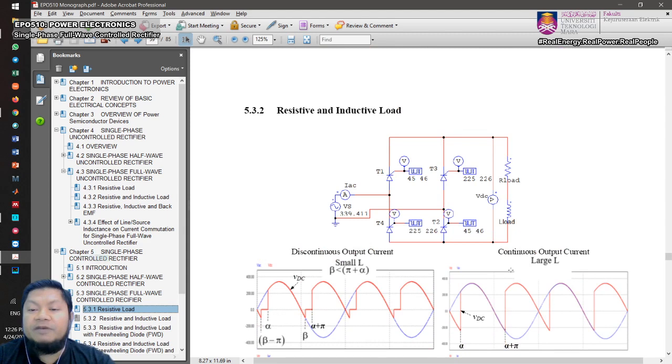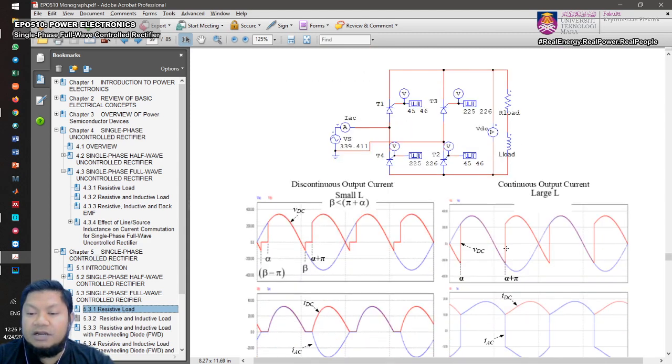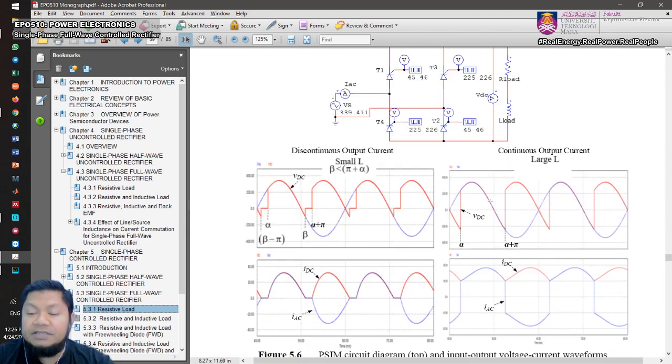Okay, so what happens if you have a continuous current operation? So in this case, there is no point where the current goes to 0. So therefore, beta is 0. Beta is non-existent. You don't see it, it doesn't exist in the circuit, right? Beta doesn't exist.